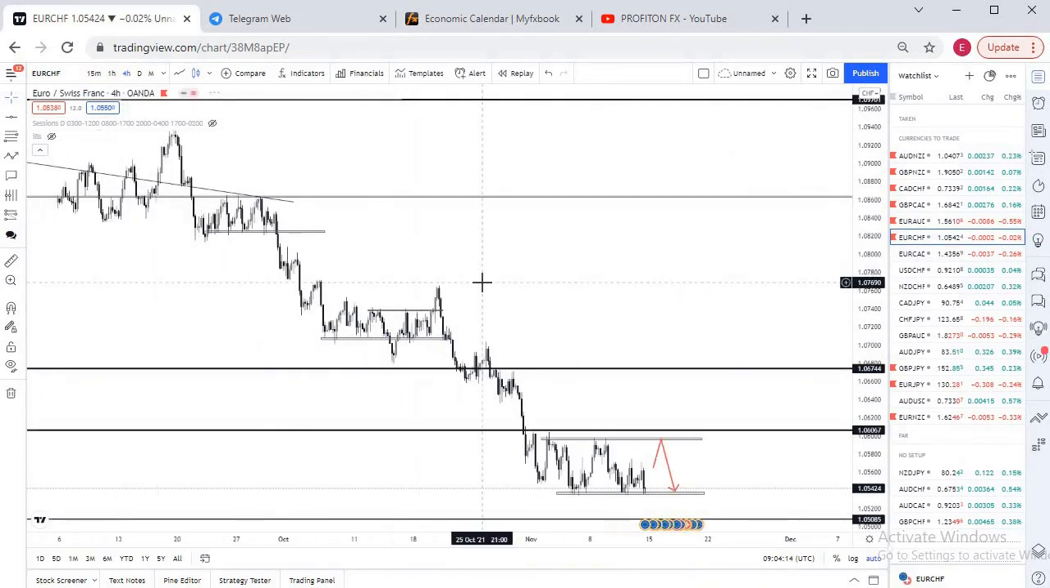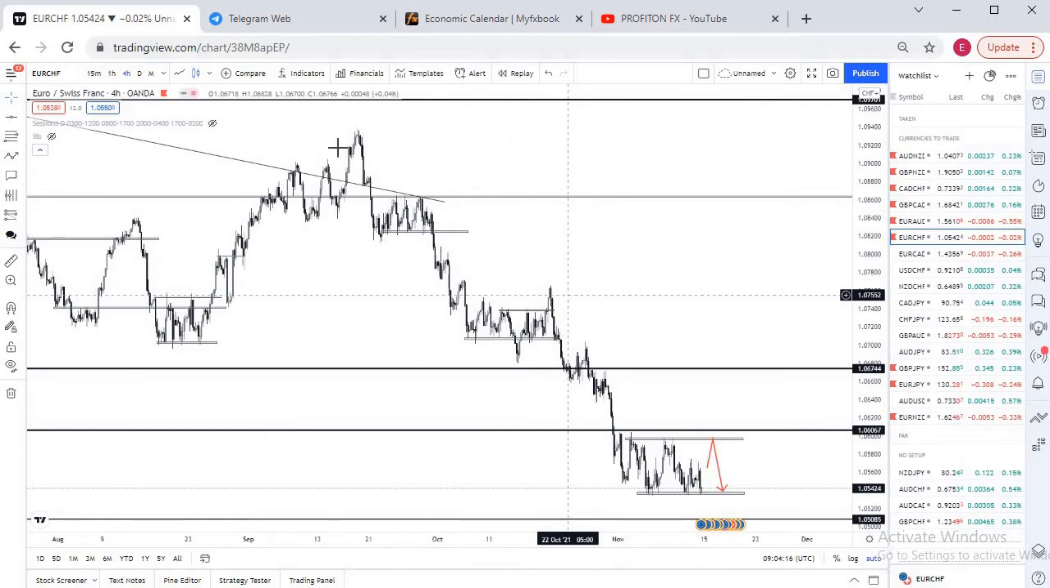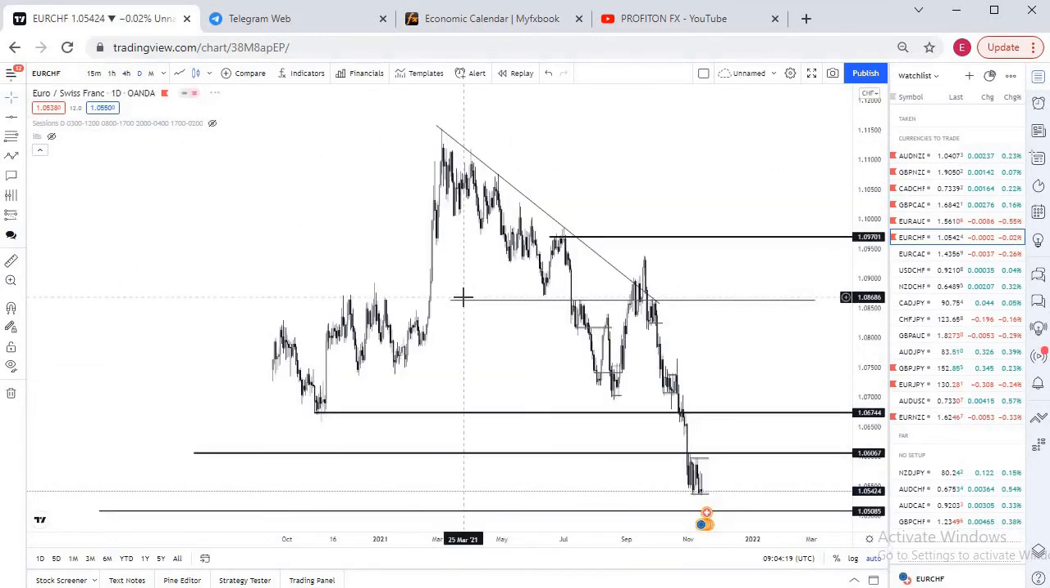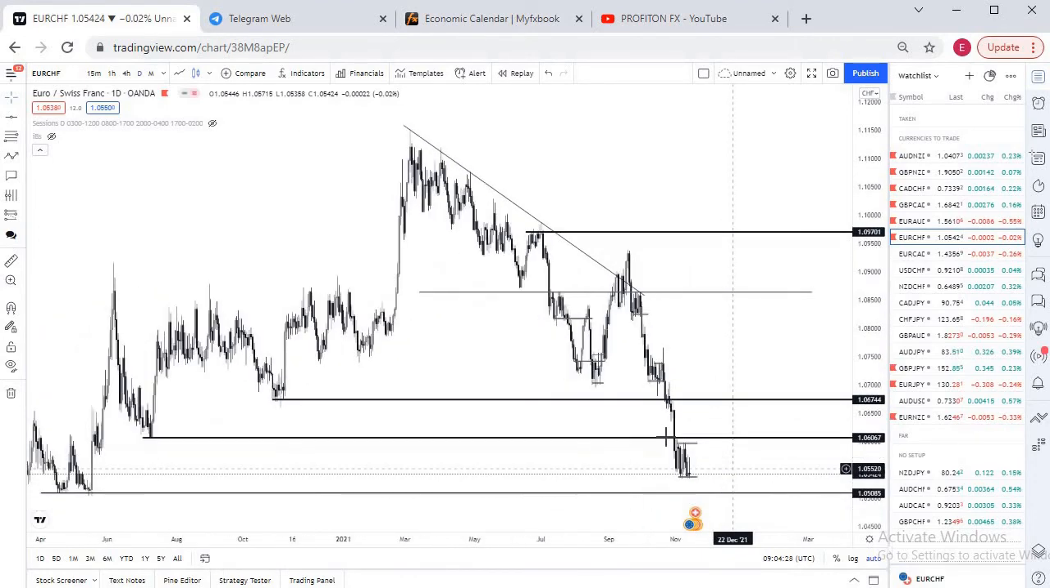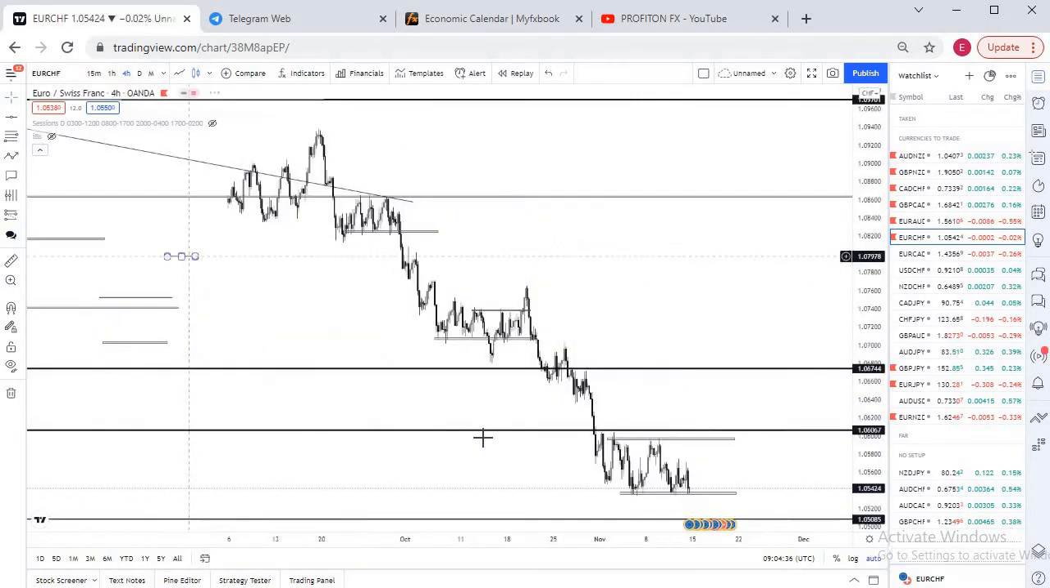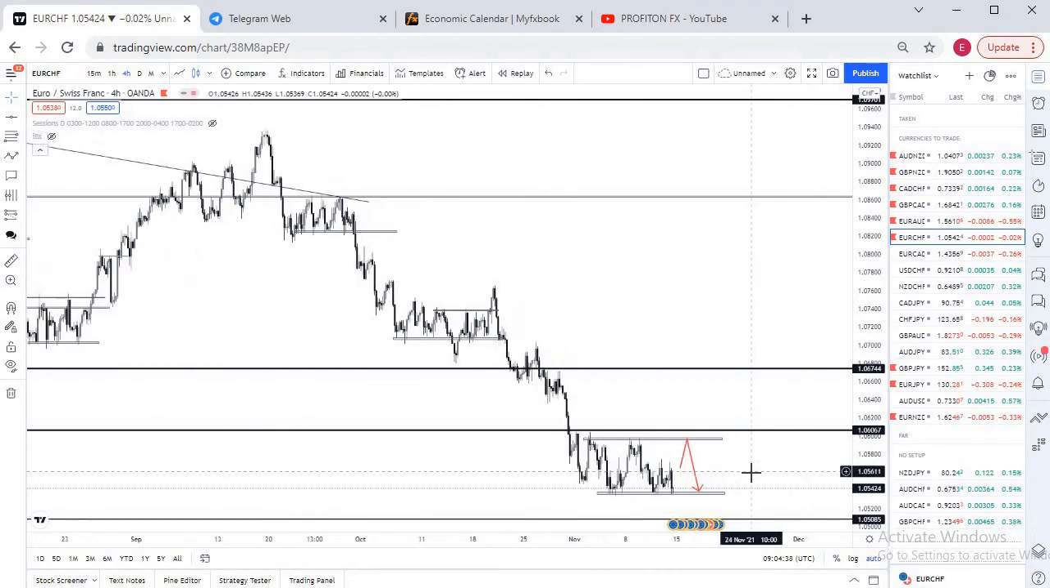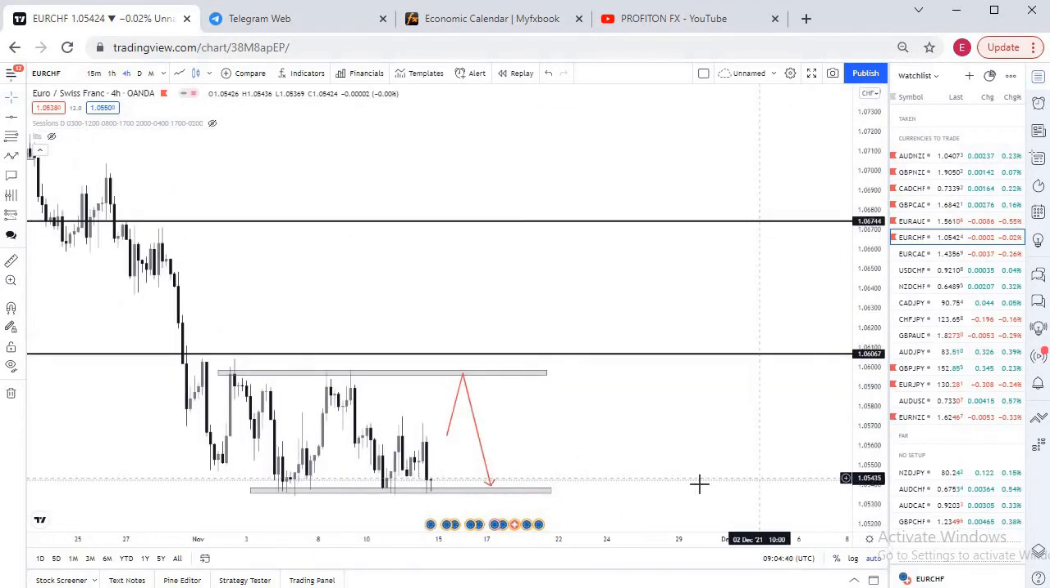Euro Swiss franc, again, we are in a bearish market. So this bearish market is a little bit extended. We are yet to see these big corrections happening. However, since we are still in a bearish market, we continue shorting this market until we are wrong. So currently we are in some sort of a consolidation. I'm waiting on price to come back to this level, show some signs of rejection.